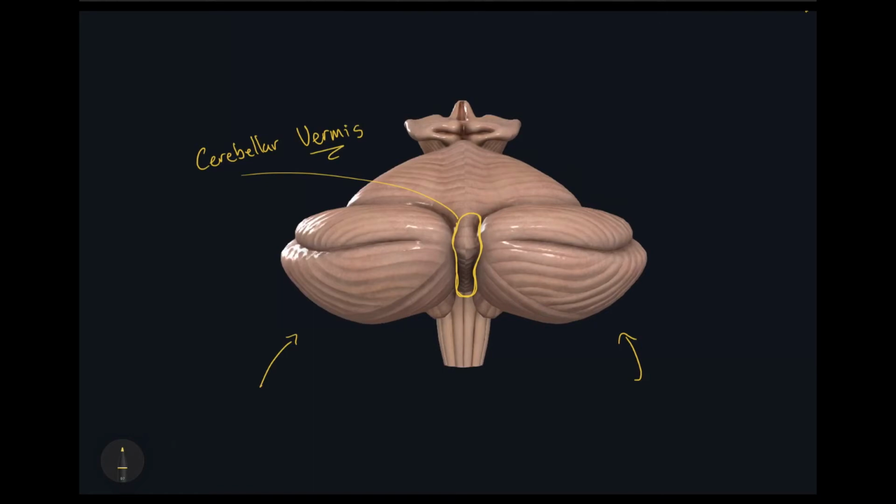And vermis means worm. The next thing I want to point out is all the bumps and grooves found on the cerebellum. Just like the cerebrum, they too also have specific names. Now the grooves, the indentations found within the cerebellum, those are called cerebellar fissures.